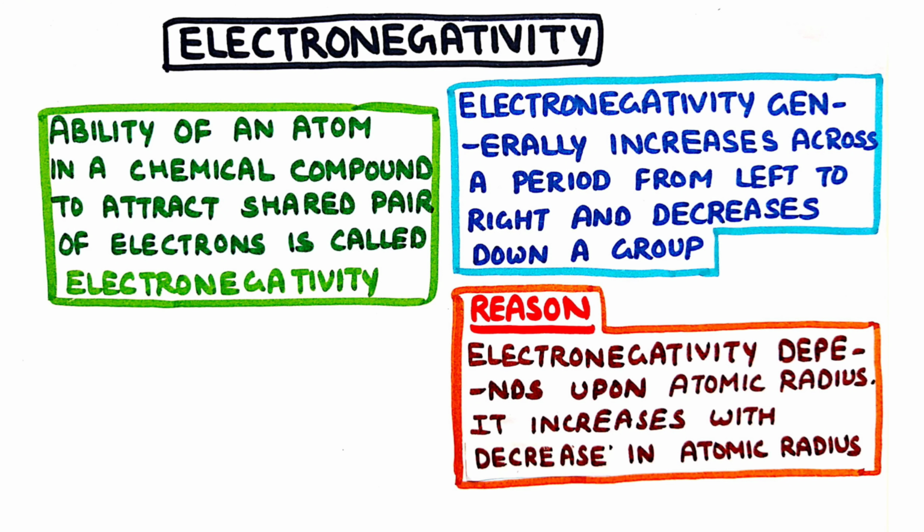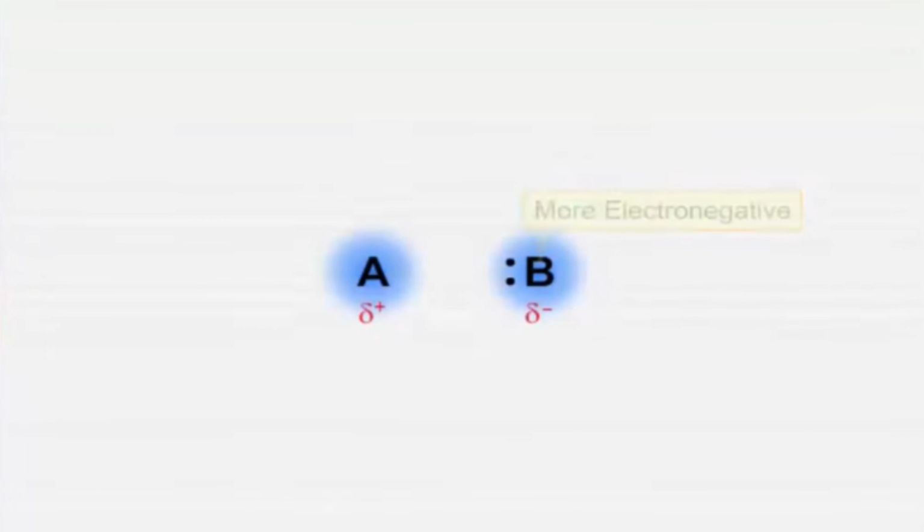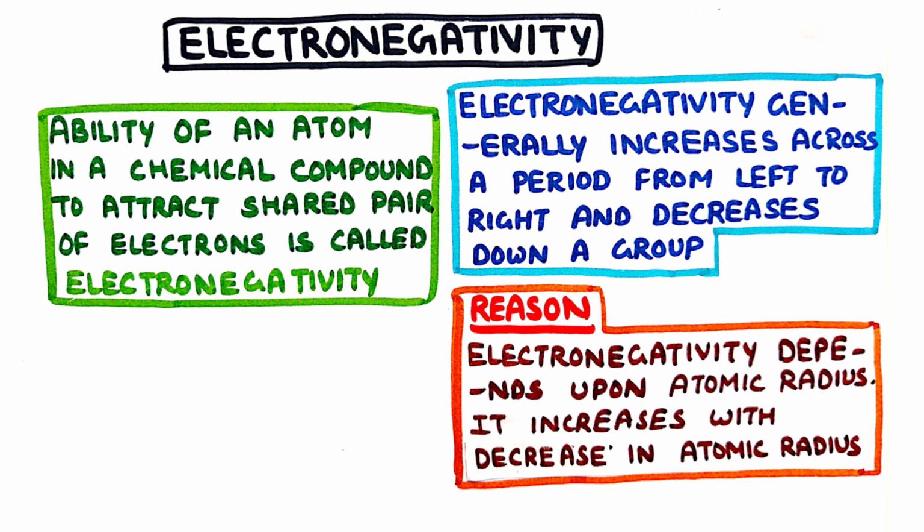Now let's discuss the fourth and last property, that is electronegativity. So the ability of an atom in a chemical compound to attract a shared pair of electrons is called electronegativity. So in a chemical compound, as you know, there is sharing of electrons. So during that sharing of electrons, the ability of the atom to attract the shared pair of electrons to its side is called electronegativity.